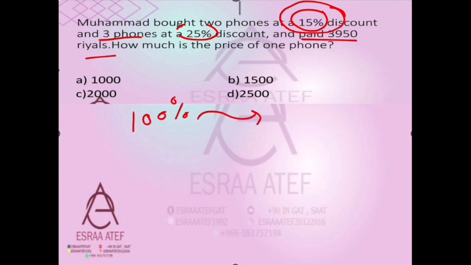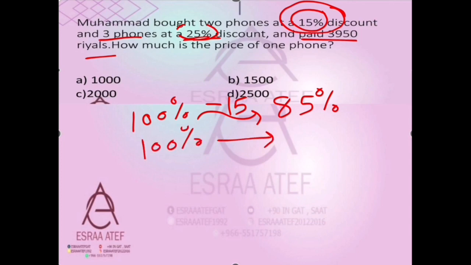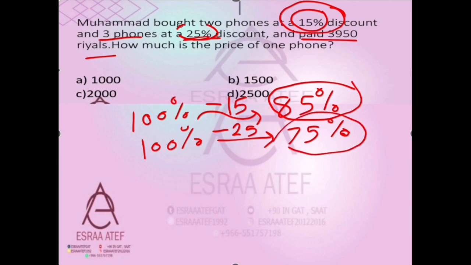Okay, so when I have 15%, it's meaning that I will subtract 15 from the 100. So I put it as 85%. Okay, the second one, which is 25, the same. 100%, which is the main price, to buy it with a discount of 25%, it's meaning that I will subtract 25 from 100, which will be 75%. Okay, so the first two phones are at 85%, and the three phones are at 75.